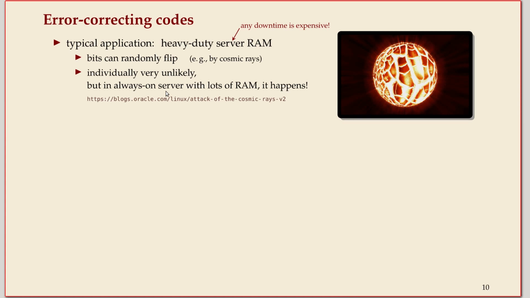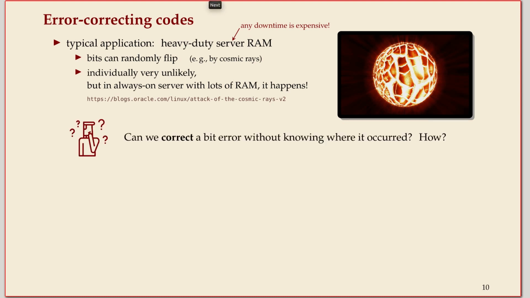So wouldn't it be great if you could just keep running and correct this error in the RAM? And this is what servers really do. Error correcting RAM exists. I think it's less prominent these days because they became more reliable in general, so the bits don't flip as often. But this is definitely real-world technology that is used. So how can we do this? Can we correct a bit error without knowing which bit was flipped? That might seem tough to do.